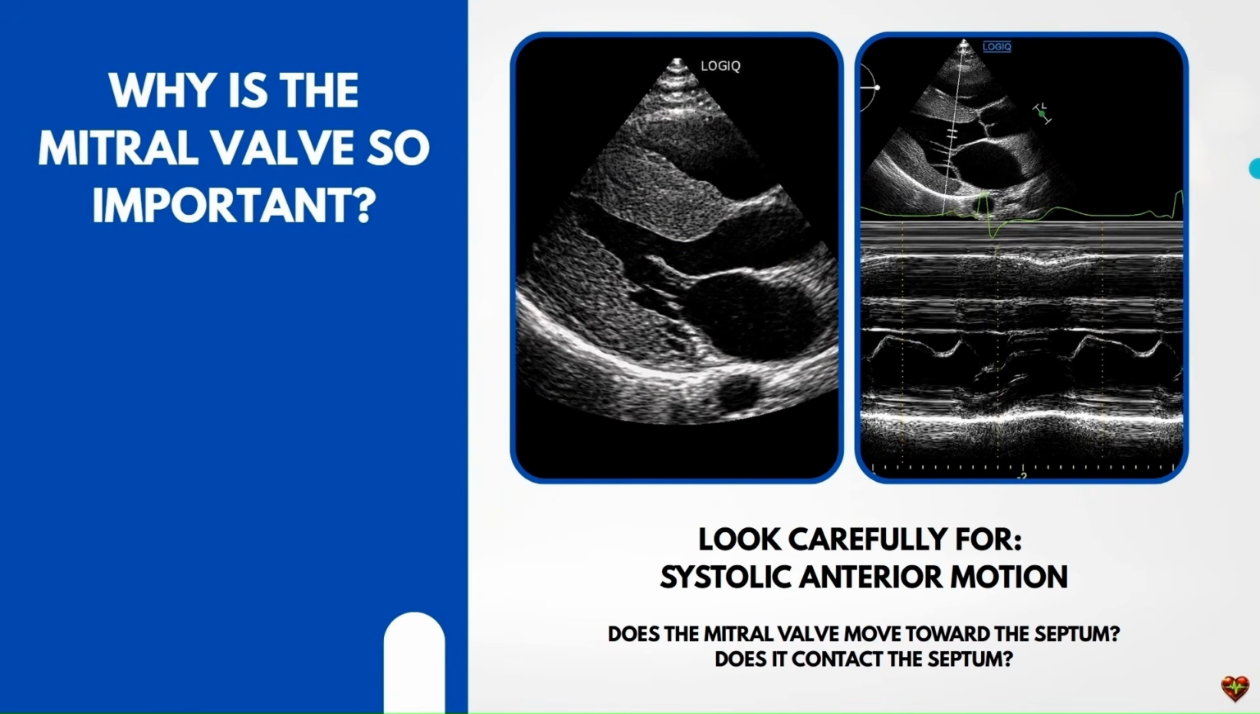Look carefully for systolic anterior motion. This may be the most important part of the entire examination. If obstruction is present, the mitral valve often tells the story before Doppler does.